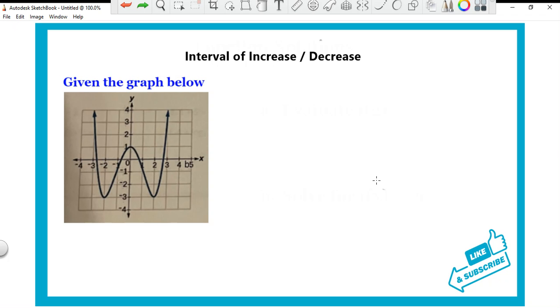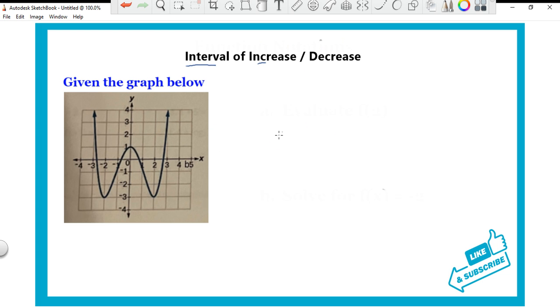Okay, so this is another problem on interval of increase or decrease, but based on a graph, and we have a quartic function in here. When you're looking for interval of increase, they're really asking from what values of x to what values of x is your graph increasing or decreasing. So let's first understand the increase and decrease part.